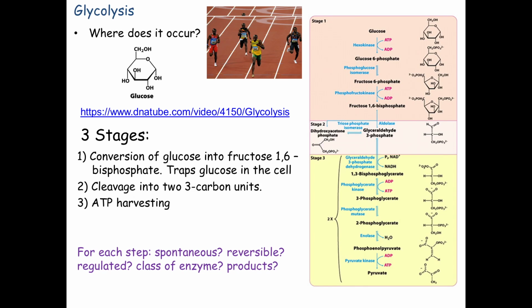It's a series of 10 enzymes that work collaboratively to convert glucose into a pair of pyruvates, and we're going to get several products out of this, not just ATP.